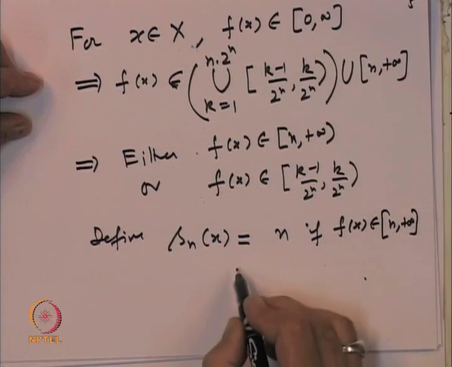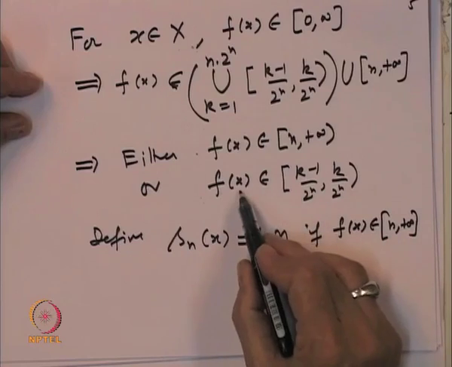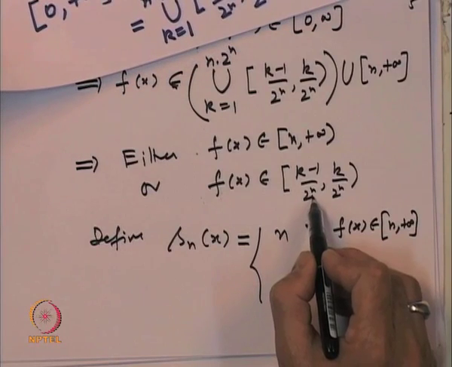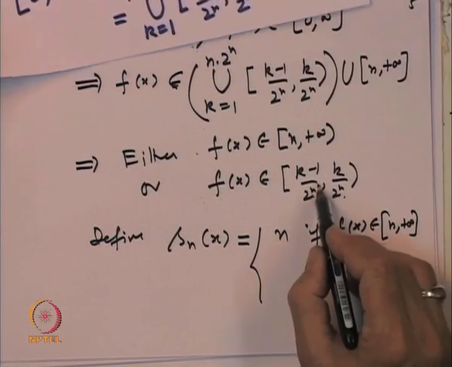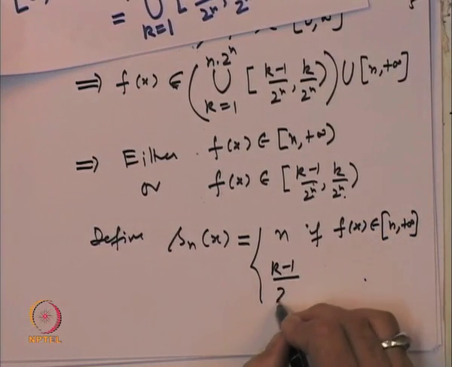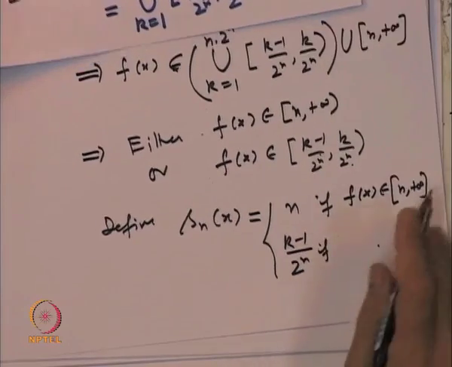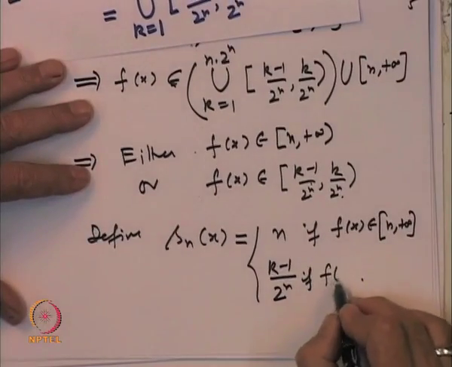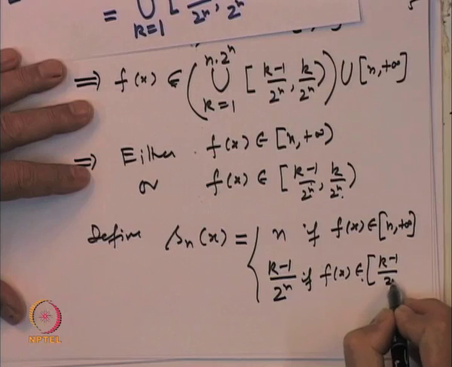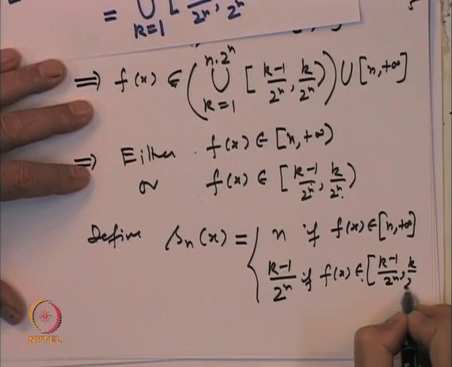Okay. And let us define it. So, if f of x is inside this interval k minus 1 by 2 to the power n to k by 2 to the power n, let us take the lower value. So, let us define S n of x to be equal to k minus 1 by 2 to the power n if f of x belongs to k minus 1 by 2 to the power n to k by 2 to the power n.